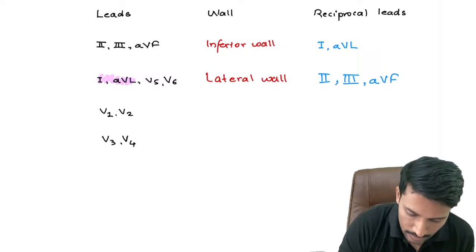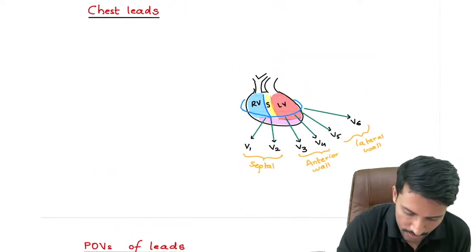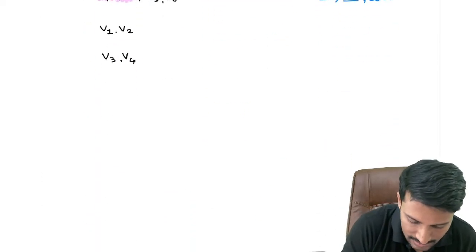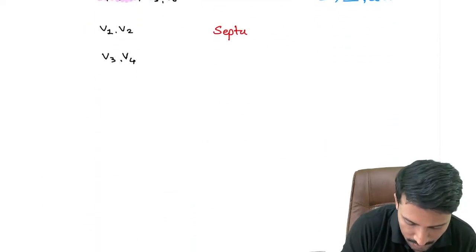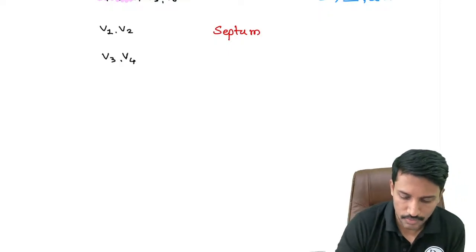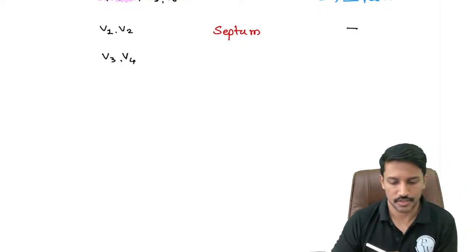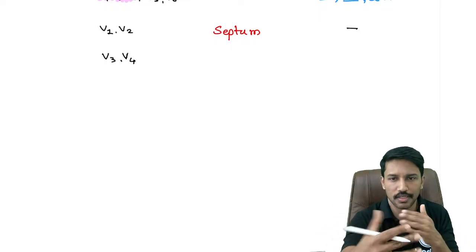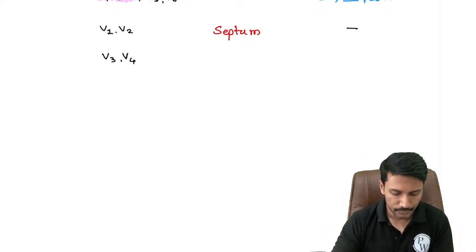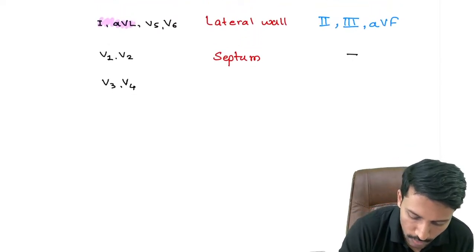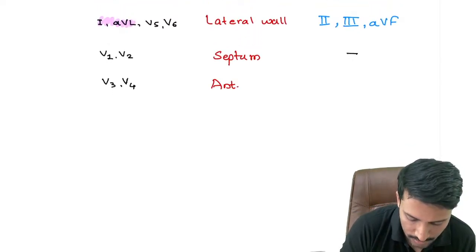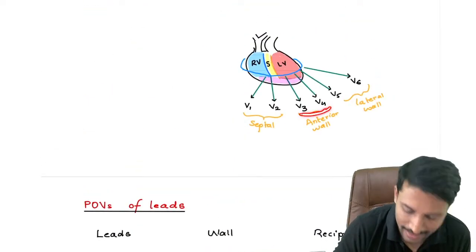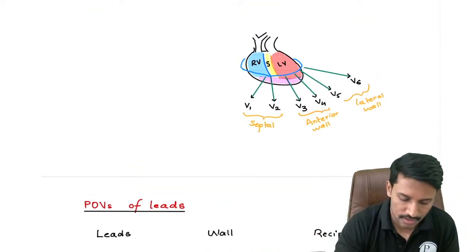Okay. Then V1 and V2. V1 and V2 are looking at the interventricular septum. So if I have a septal MI, I will see V1 and V2 showing the changes. But because there is nothing looking at the septum from the opposite direction, I don't have reciprocal leads. And then V3 and V4 are for the anterior wall of the heart. Of course, I have a posterior wall of the heart.